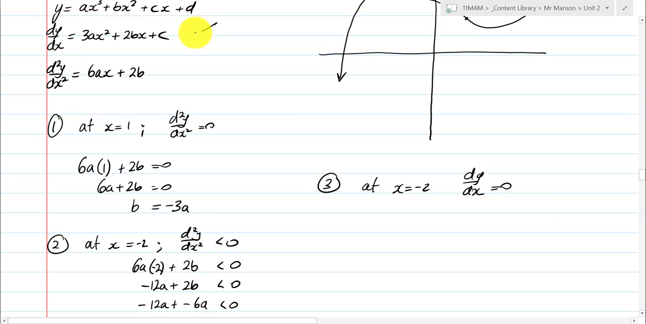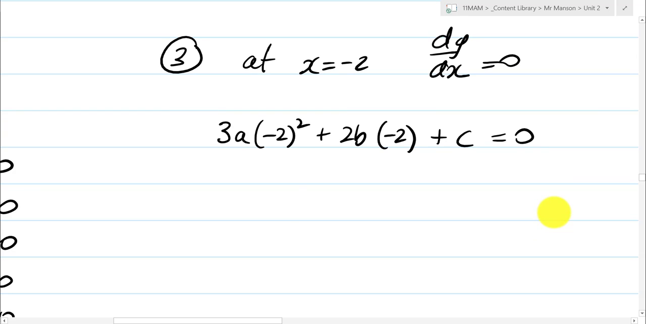And I get 3a times x squared, which is negative 2 squared, plus 2b times negative 2, plus c has to be equal to 0. The first derivative is equal to 0. And that gives me, negative 2 squared is 4, so it gives me 12a minus 4b plus c equals 0. And b is equal to negative 3a, we determined that earlier.